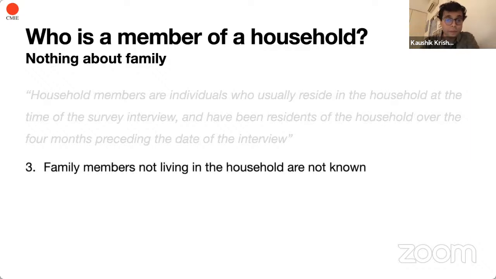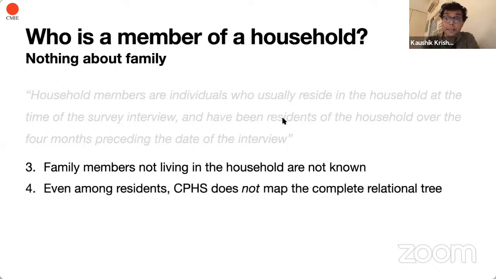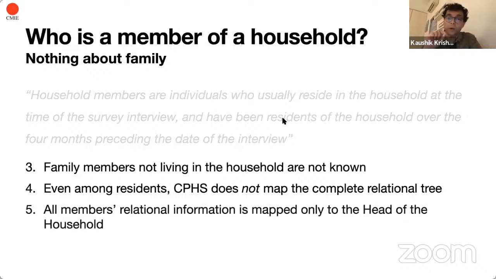Let's take this one step further. This is not a family survey because family members that don't live in the household simply aren't known to us. Right? So, in the opposite direction, those people that are family members but don't live in the household aren't counted in the survey. Even among residents, CPHS does not map the complete relational tree. What I mean by that is we only map your relation for a member of the household to the head of the household. Everybody's mapped to the head, not to each other.